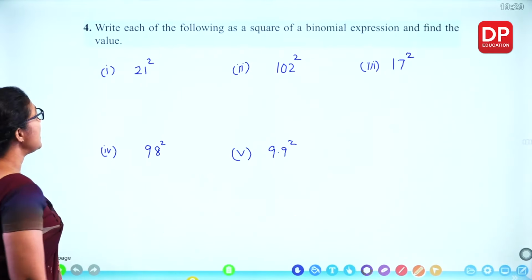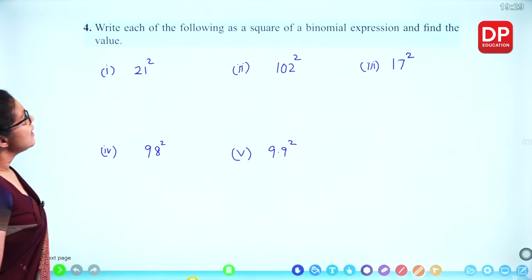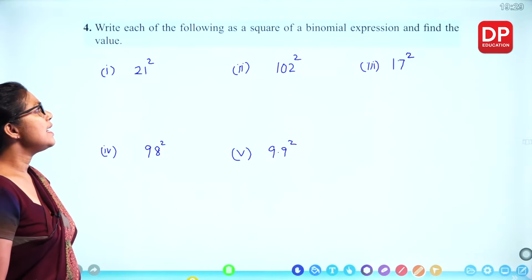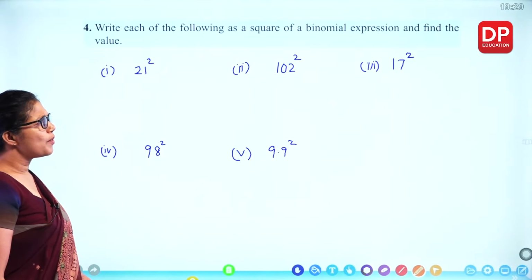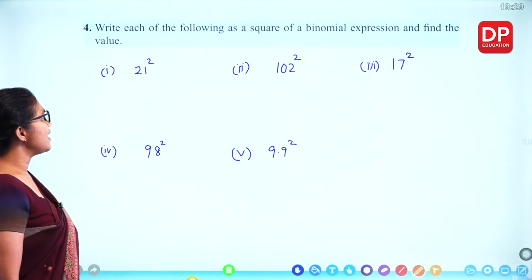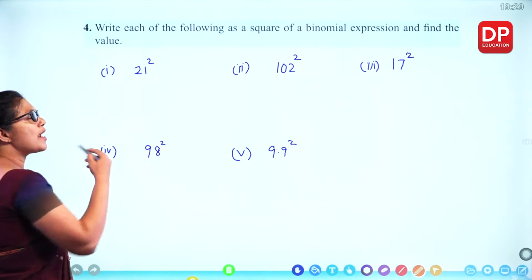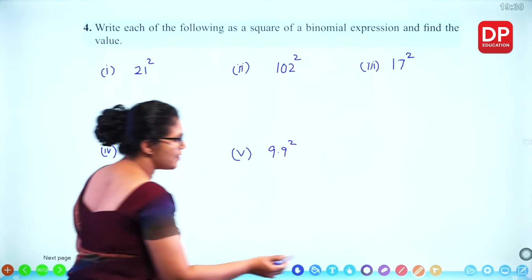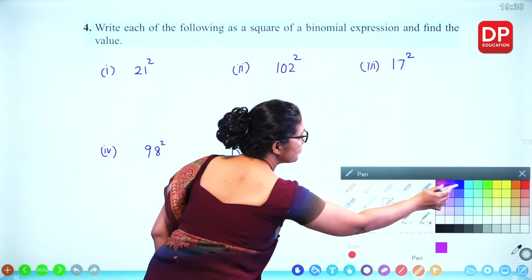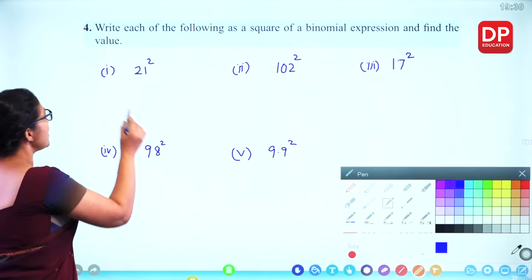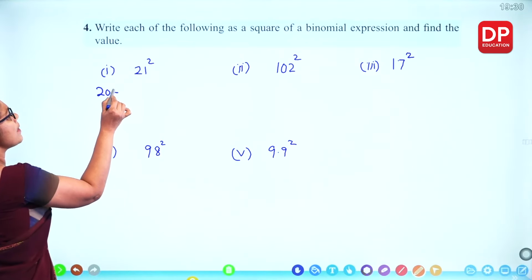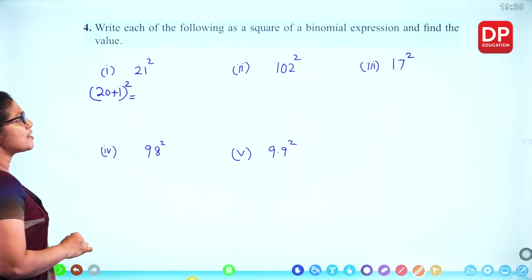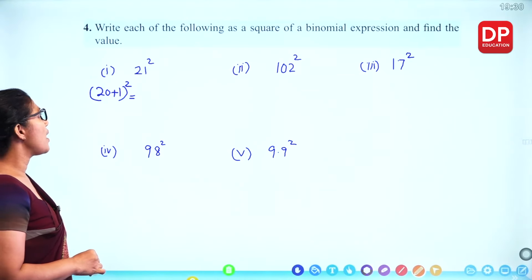Now we'll see these numbers and you are asked to use binomial expressions. We did some examples related to that. You have to write 21 in terms of two numbers. How can we write 21? We can write 21 as 20 plus 1. Then you can use the previous method to find the square term.